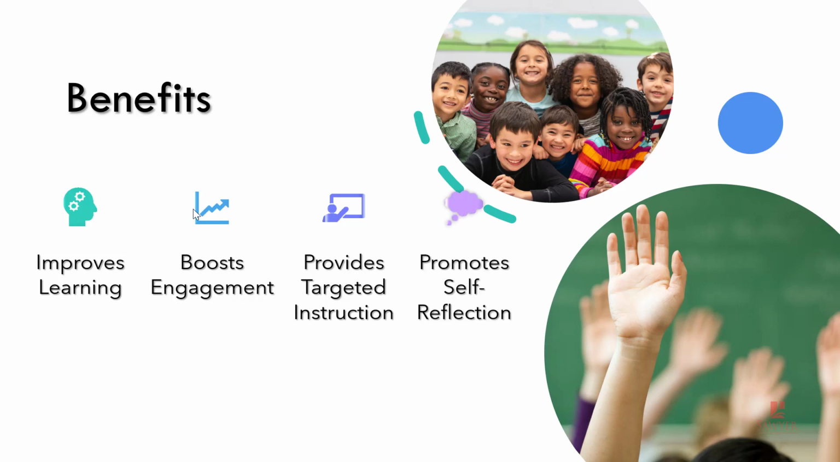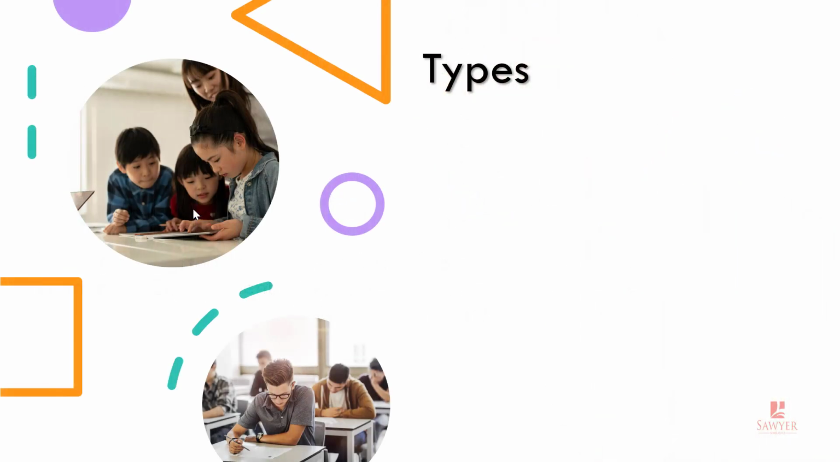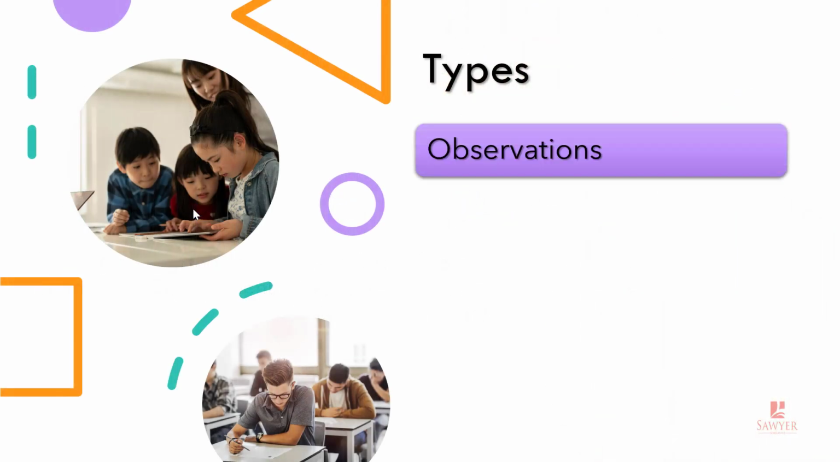Okay, and of course, it promotes self-reflection, both for the teacher and the student, and sometimes the administration if you share your formative assessment progress with admin. Okay, and then of course we do have different types. We have our observations. Observations are watching the students. What are the students doing?